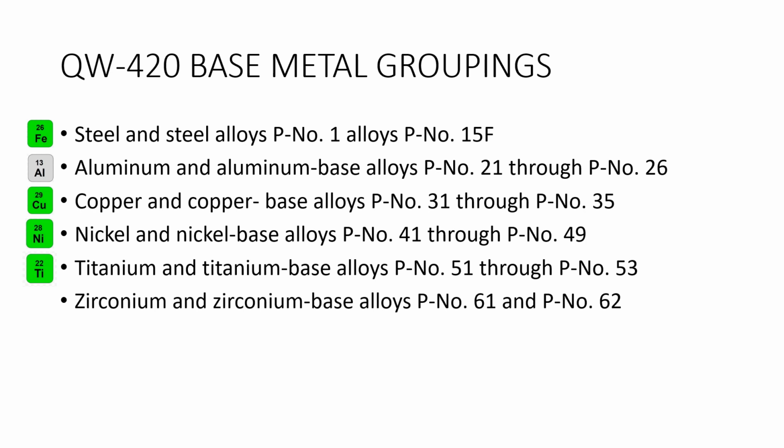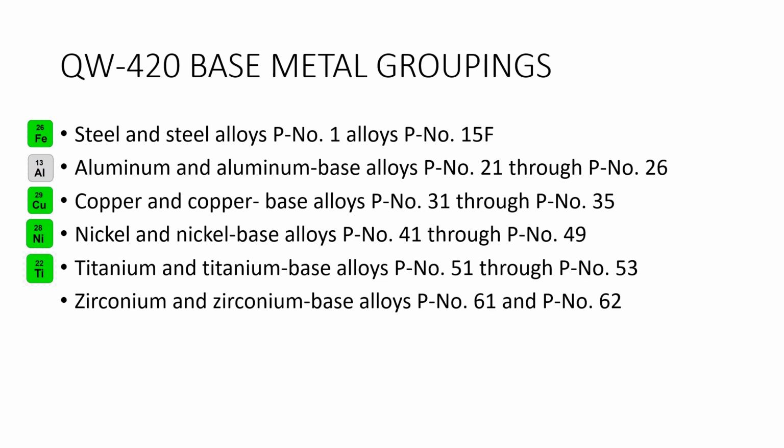Because most P1 materials are metallurgically pretty close to each other. P8 materials, austenitic stainless steels, same thing. They're all pretty close to each other metallurgically, so the code recognized, hey, they're all pretty close. You weld one, you can weld them all. You're not going to screw it up. You're not going to mess it up.